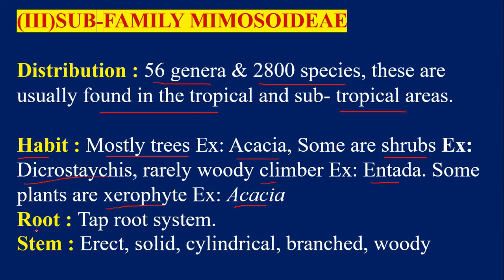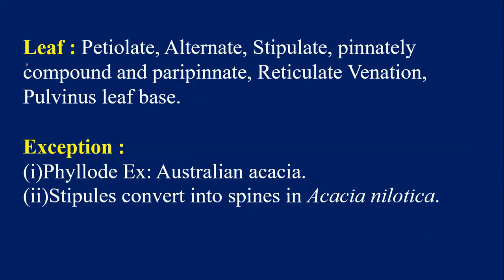This family is classified under dicotyledons. So all dicotyledons have what kind of root system? Taproot system. The stem is present above the soil, erect in position, aerial, solid, cylindrical in nature with branches, woody. The stem looks woody. Then, leaves with a stalk are called petiolate. The stalk of the leaf is called the petiole.